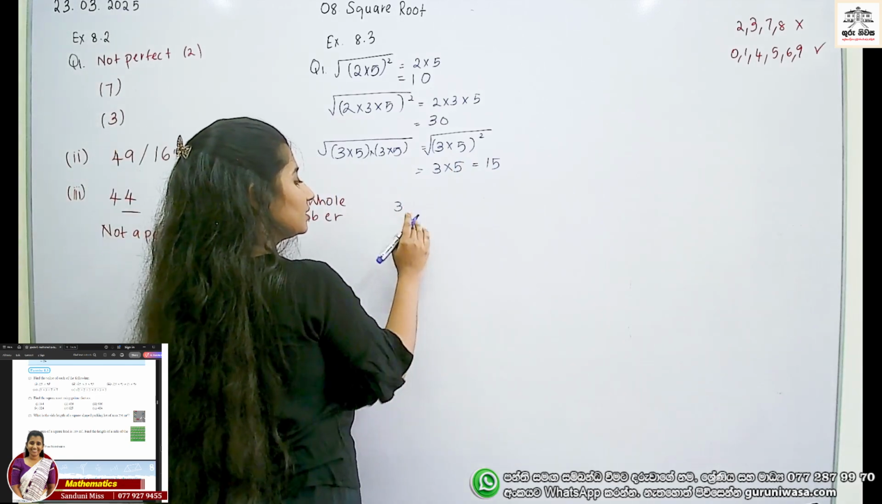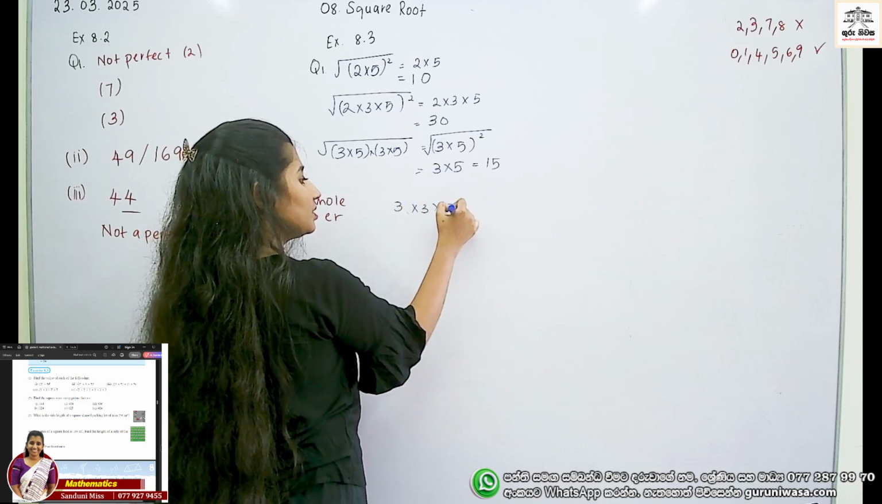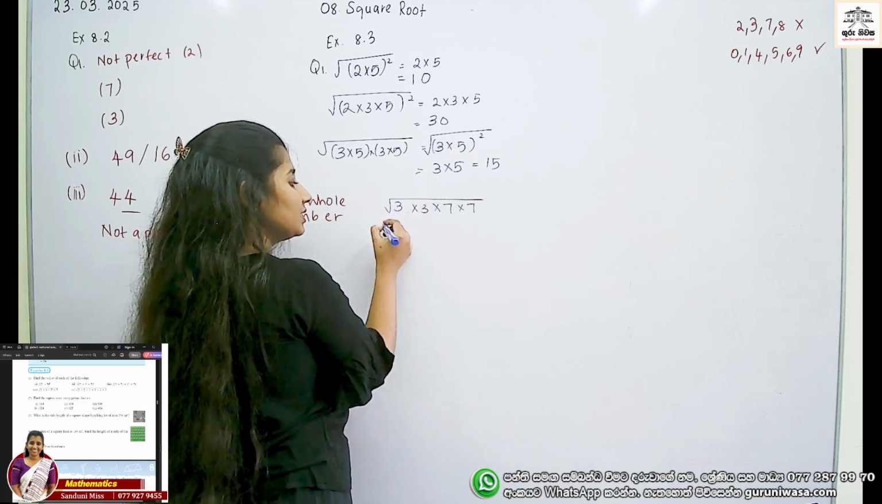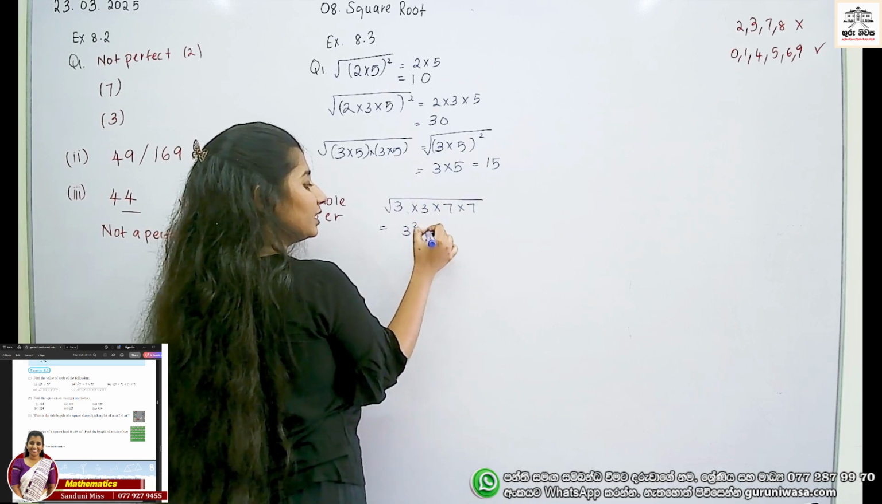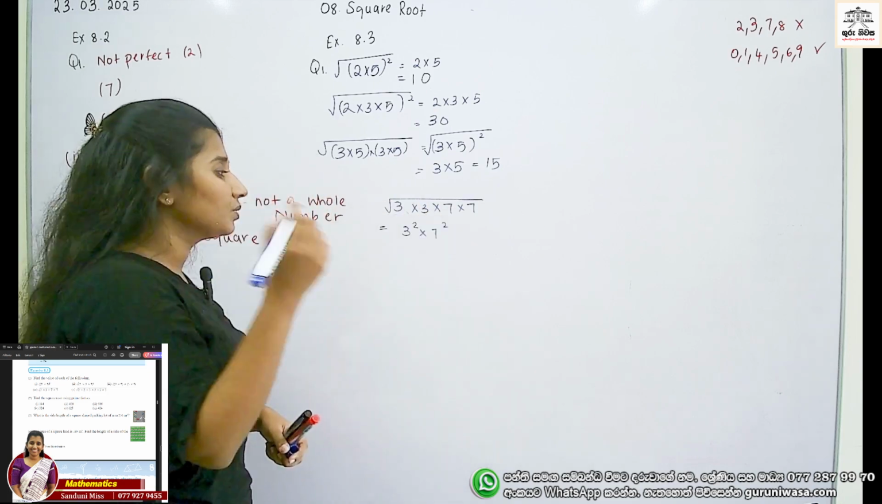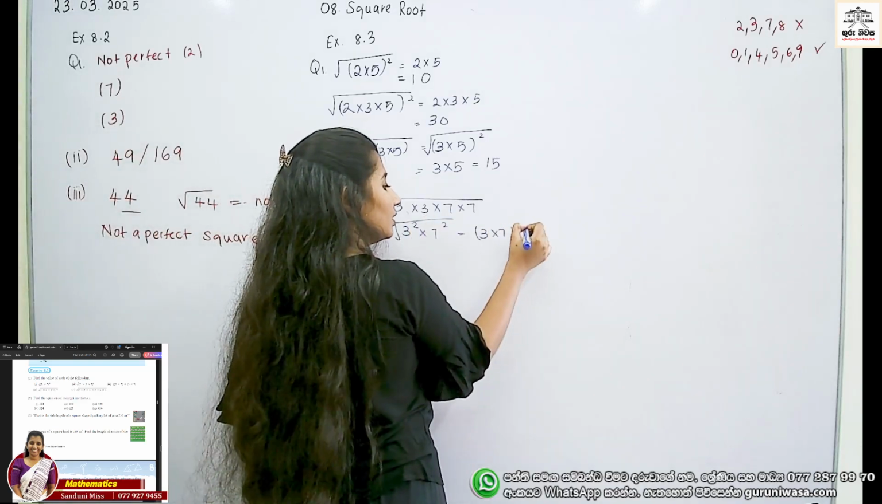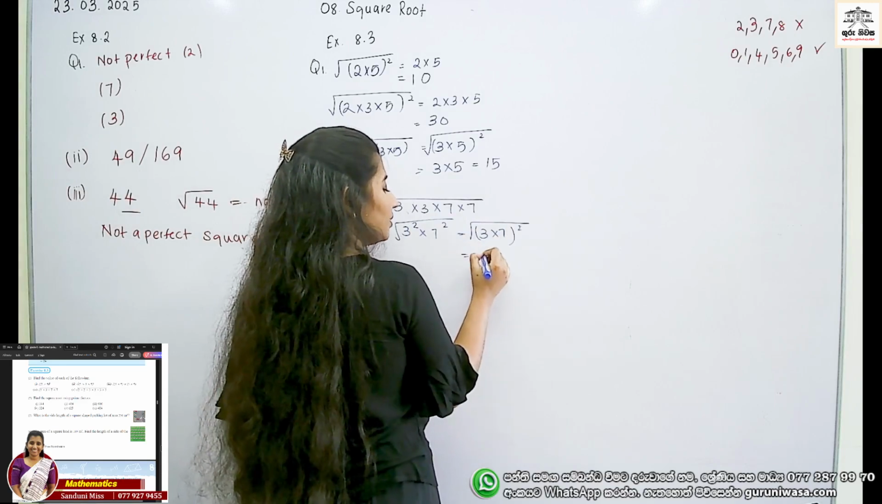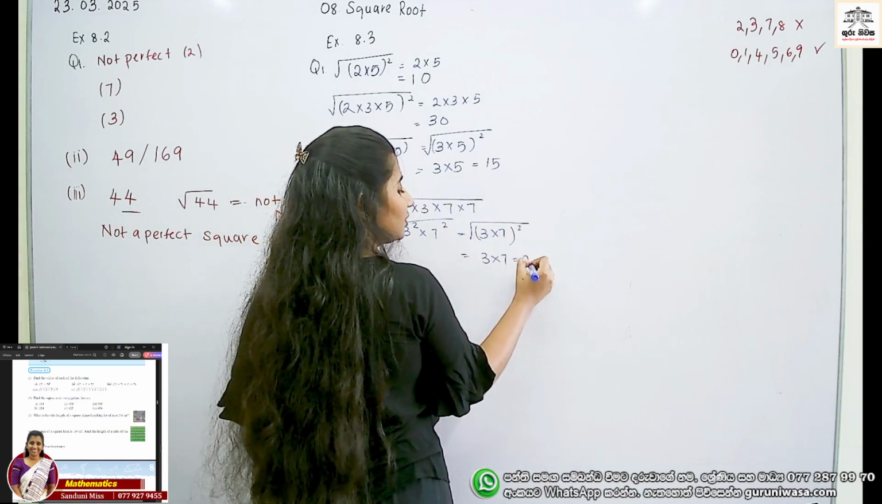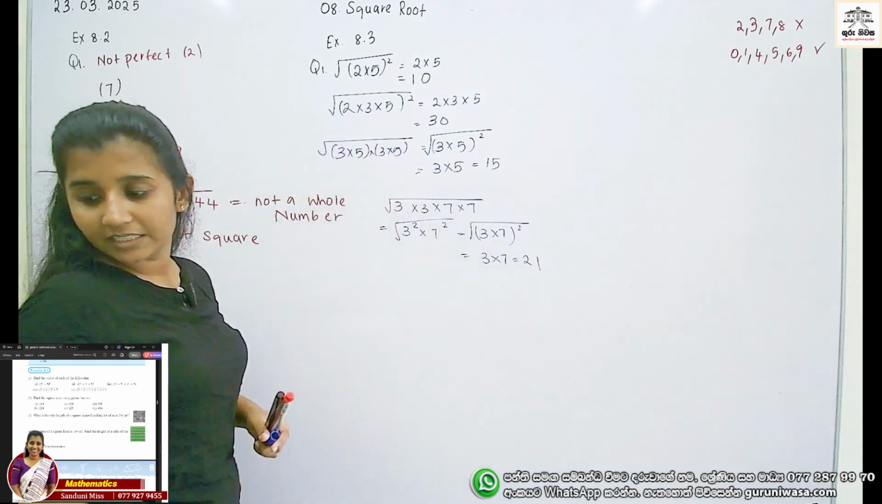Next what you have? 3 times 7 times 7. So this I can write as 3 squared times 7 squared. Or you can write 3 times 7 all squared. Same thing, 3 times 7, which will be equal to 21.